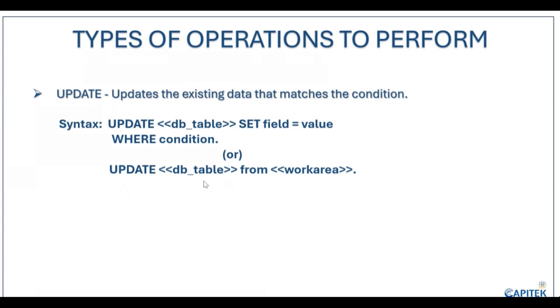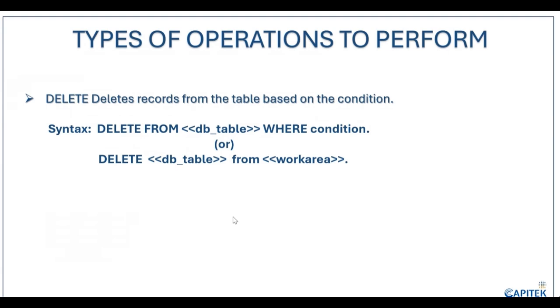Or if you want to update the database table as a whole, you can say update database table from work area. If the record has multiple values that need to be changed, then we can update that as well. So that is about updates. If you want to delete a record from the database table, you can also delete using your program. You can say delete from your database table where condition, or if you want to delete from the work area, you can delete it as well, right? So this is about the delete operation.